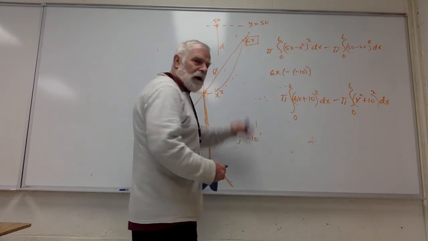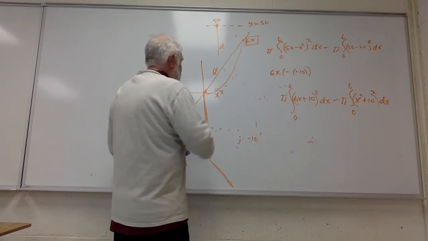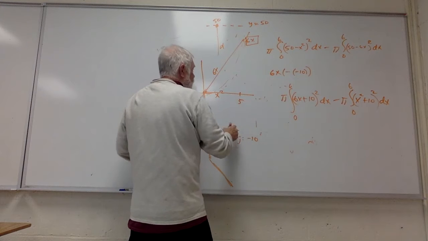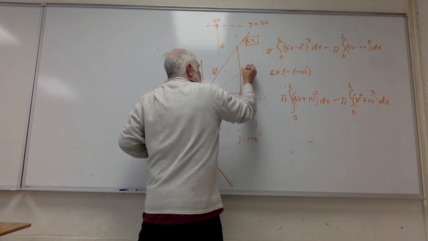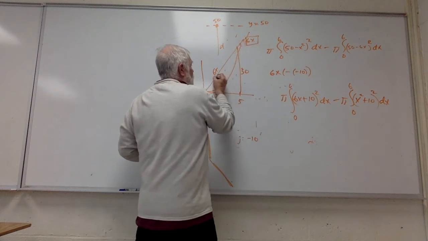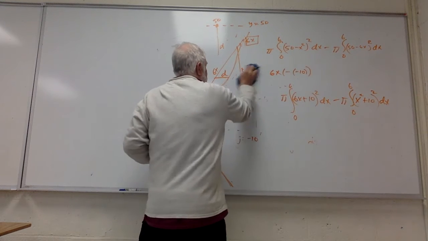Now we're going to do the same problem, but we're going to do it in terms of y. Okay, in terms of x. When x is 5, 5 times 6, that's a height of 30. Now we're going to start doing things where we look for these distances. All right, so let's try it.